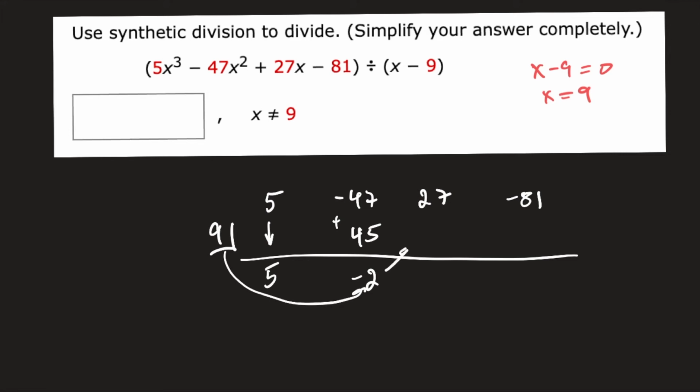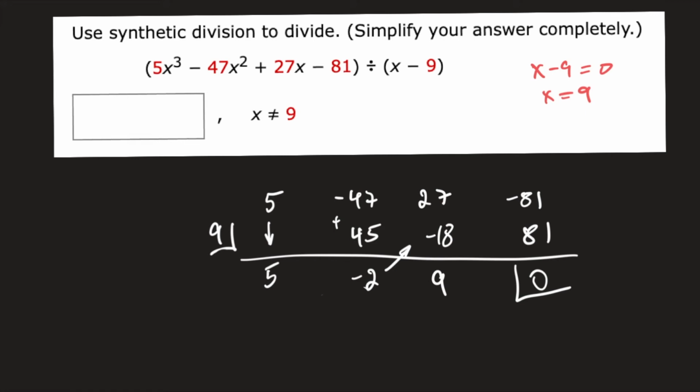Multiply it by 2 and put it here. So -18, 9, 9 times 9 is 81, and that's 0. So our remainder is 0. What this gives us is what's called a depressed polynomial. In other words, it's just a polynomial of 1 degree less than what you started.